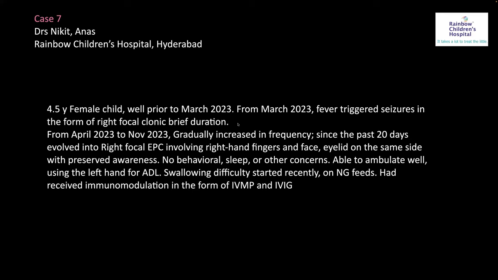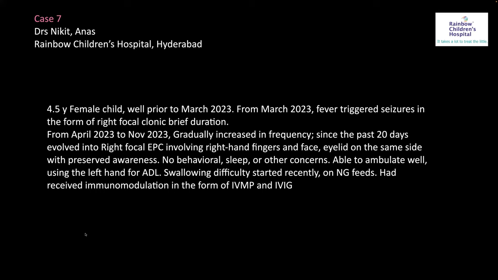Over to you. So this is about a 4.5-year-old female child. She was a well child prior to March 2023, when the problem started with fevers. She had a fever-triggered seizure in the form of a right focal tonic seizure of brief duration. She recovered from that, and from April to November she had multiple sporadic seizures despite having no fever, which were well controlled with medications.